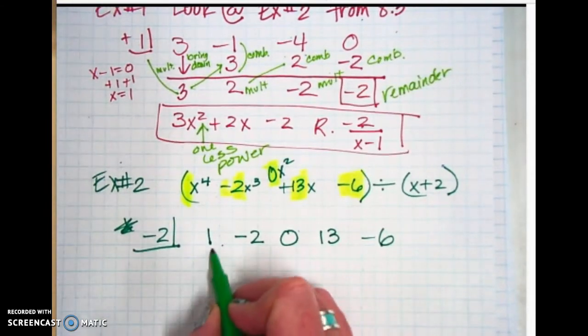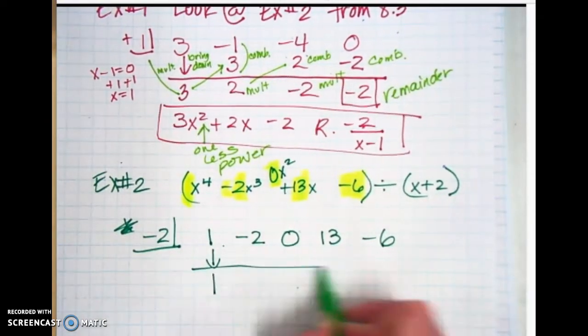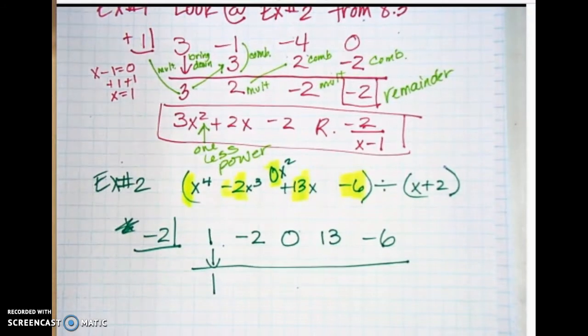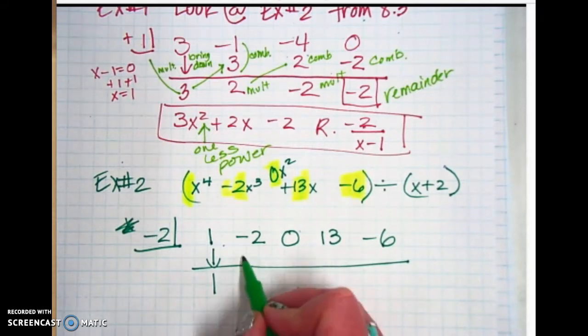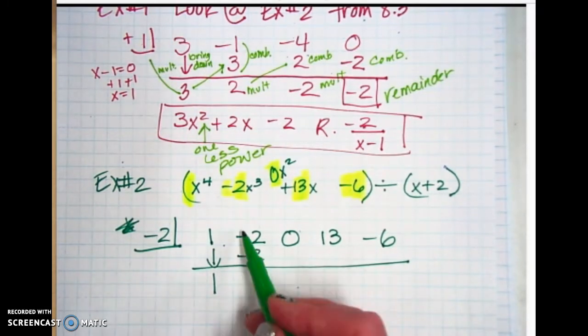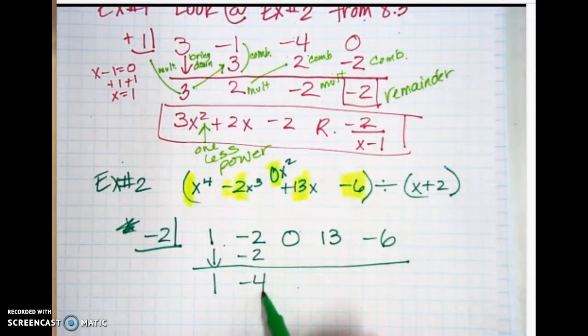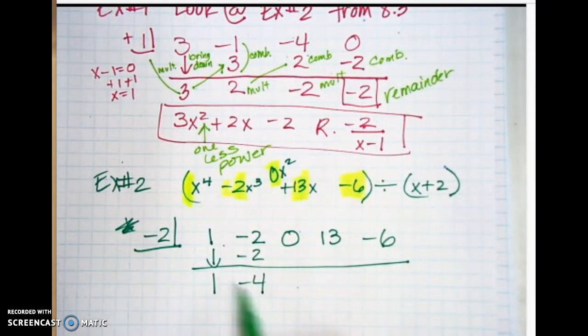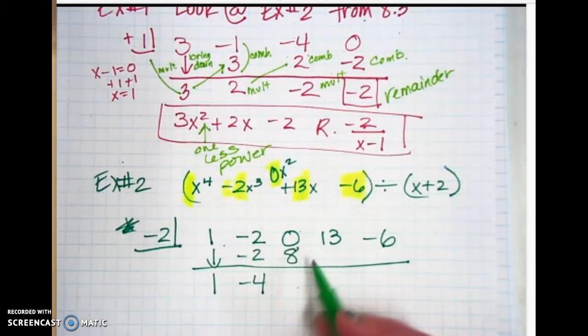The first number you want to bring down. And then after that, you just follow the pattern. Multiply, combine, multiply, combine, multiply, combine until you're done. So negative 2 times 1 is negative 2. Combine these two for negative 4. Multiply negative 2 times negative 4, which is positive 8. Combine the 0 and the 8 to get 8.